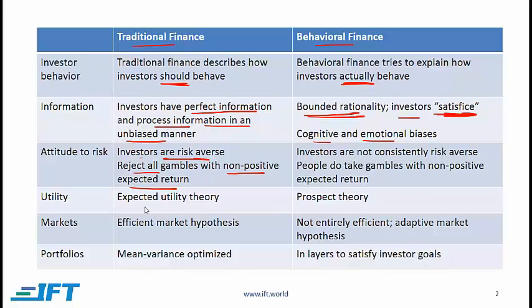In traditional finance, we have the expected utility theory, and the counterpart in behavioral finance is the prospect theory. In traditional finance, we assume that markets are efficient, whereas in behavioral finance, markets are not necessarily efficient, and the theory that we look at is the adaptive market hypothesis. In traditional finance, portfolios are mean variance optimized, whereas in behavioral finance, investors might separate their portfolios in layers in order to satisfy their goals.